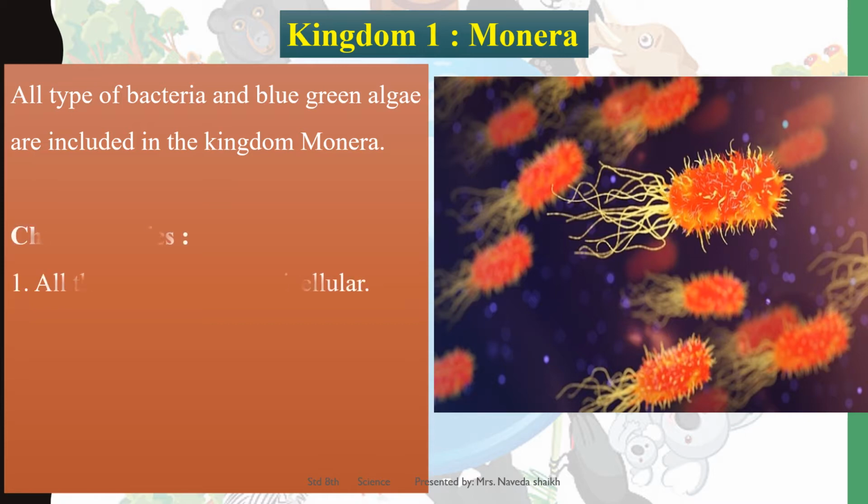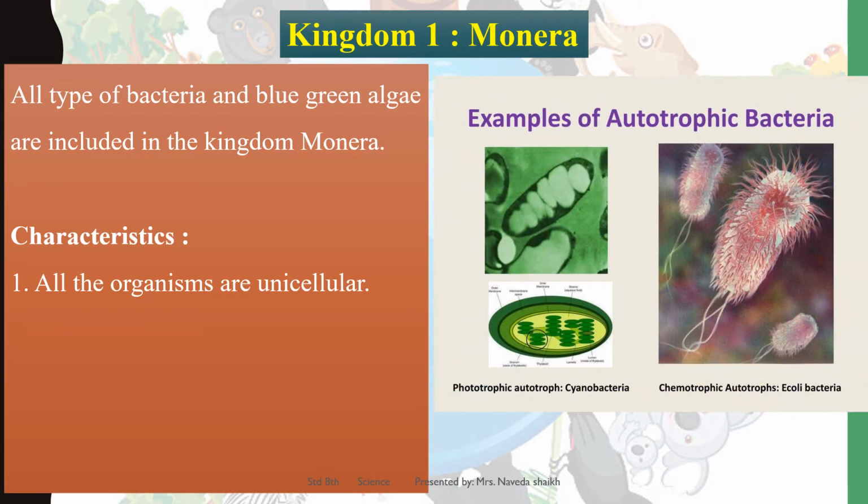Now, your very first characteristic is that all organisms are unicellular, meaning having only one cell. They may be autotrophic or heterotrophic, meaning they can prepare their own food, like some microorganisms like euglena. Okay, then you have heterotrophic organisms which depend on other organisms for their nutrition.